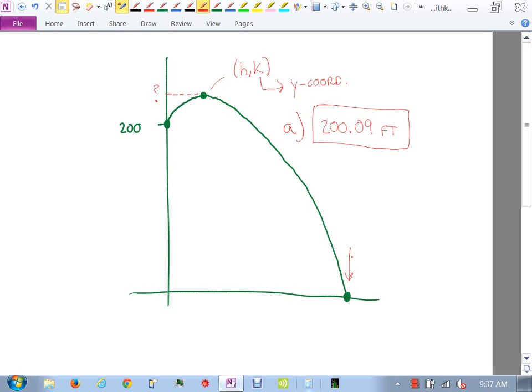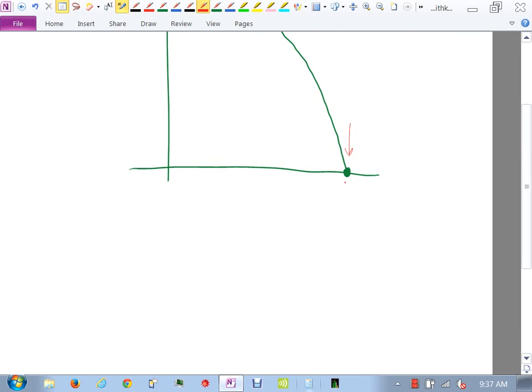This x-intercept, if you look at it, what's the height at the x-intercept? 0, right? Which means you're on the ground. So what we're looking for here is the x-coordinate of that point. And since that's one of our x-intercepts, it's the 3.55, correct?